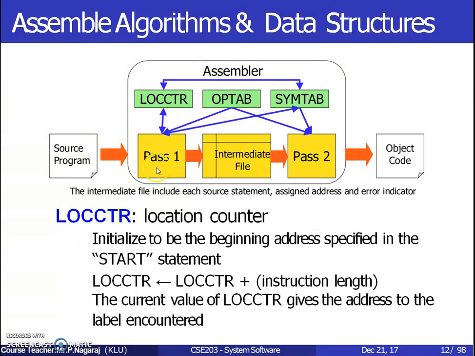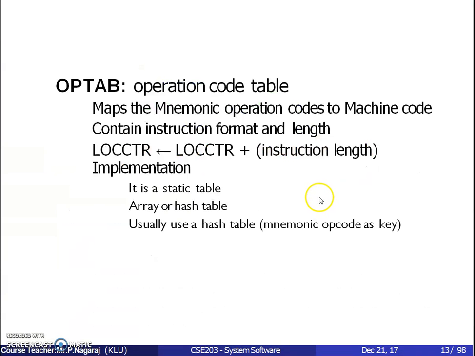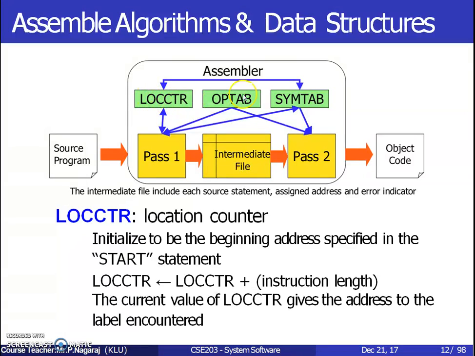Pass 1 takes two inputs: the first one is the source program and the OPTAB. Pass 1 produces three outputs: the first one is the intermediate file, second one is the location counter, third one is the symbol table. And Pass 2 takes as input all the inputs and outputs of Pass 1. That means source program, intermediate file, location counter, OPTAB, symbol table. It will generate the output called object code. Then the object code will be represented in terms of three records: head record, text record, end record. Then these are all the data structures that will be defined in a table.